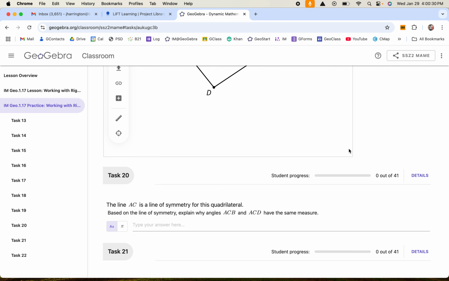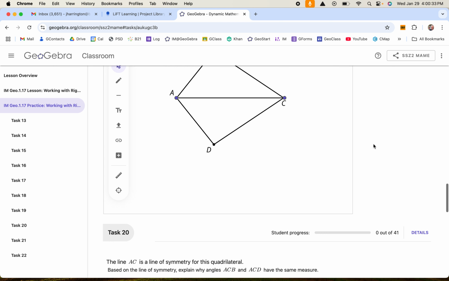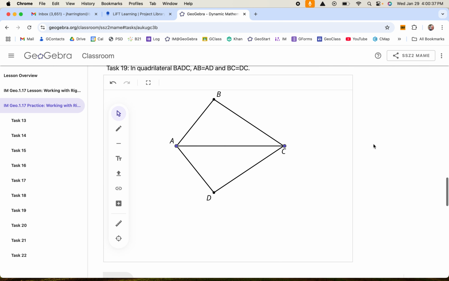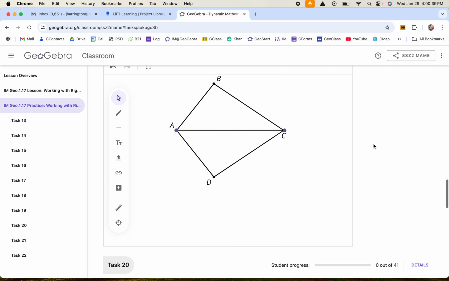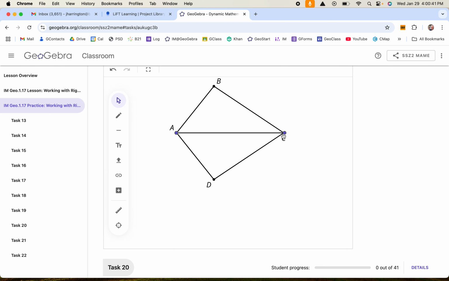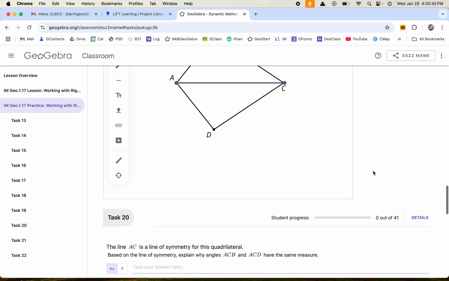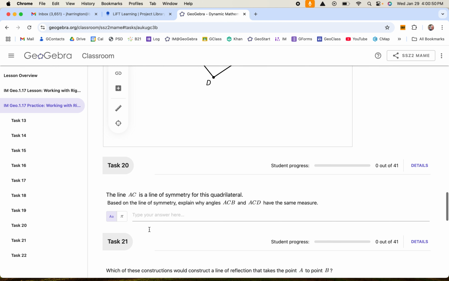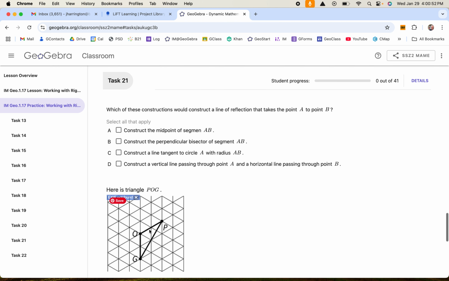Based on this line of symmetry, explain why angles ACB and ACD have the same measure. ACB and ACD, why do they have the same measure? Explain here. Pause the video and answer the question.